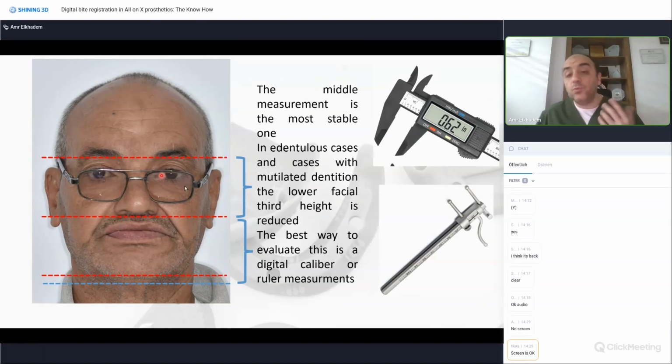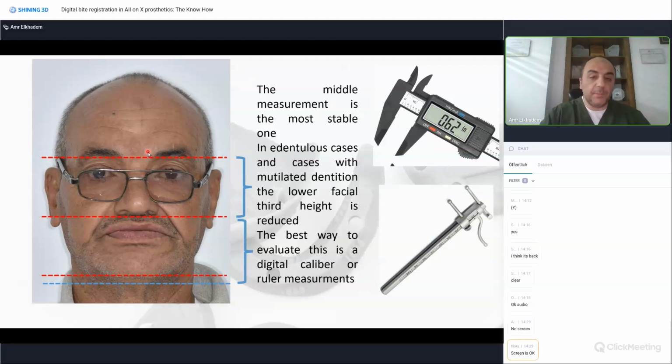I believe this is one of the very, very useful tools. Just have a manual or a digital caliper to do the measurement, because this will give you a good indication of the correct vertical dimension. It is not a solid number. It's not about an exact number. There is a leeway of like 2 to 4 millimeters up and down. So if I'm having a calculation, I might go 2 millimeters up, maybe 2 millimeters down, based on a lot of factors. But if you stick to the mid third being equal to the lower third, you would always have a good vertical dimension.